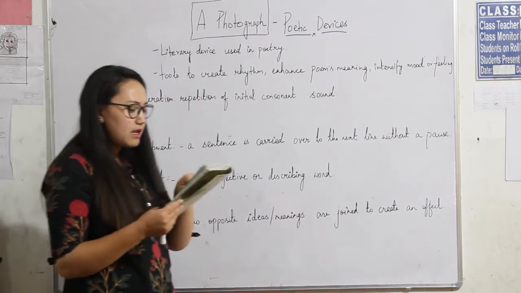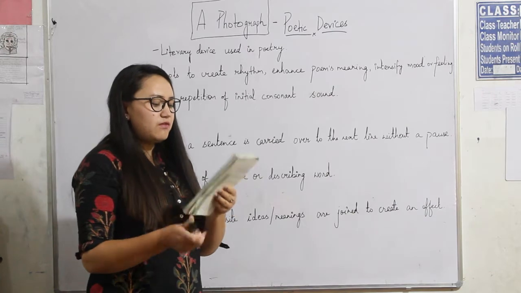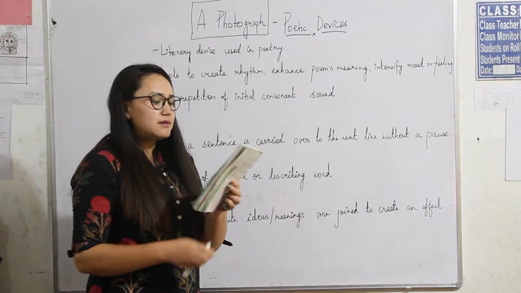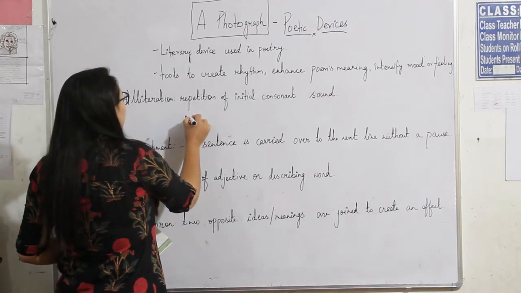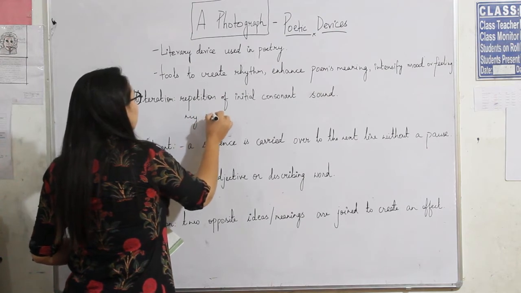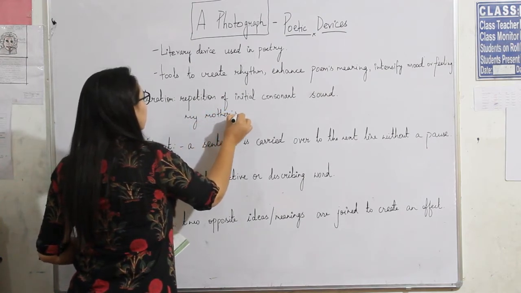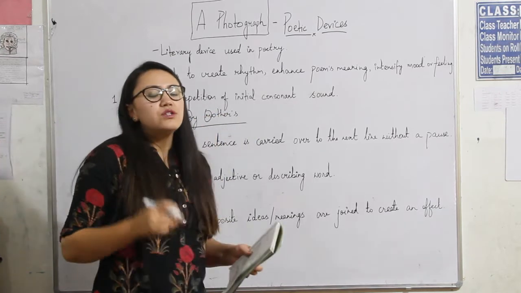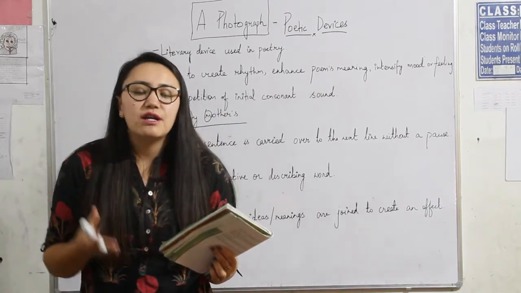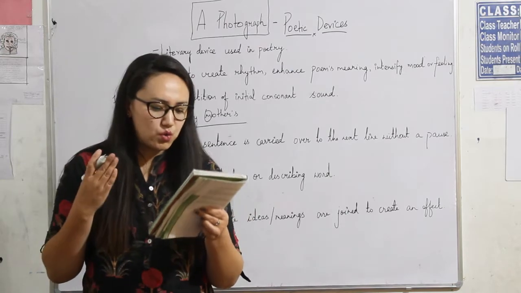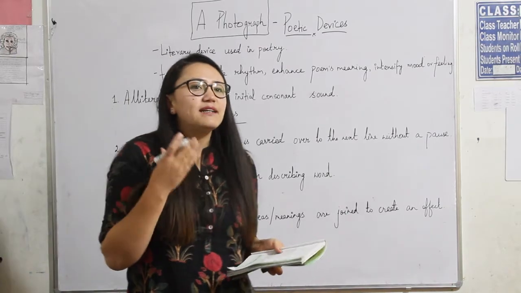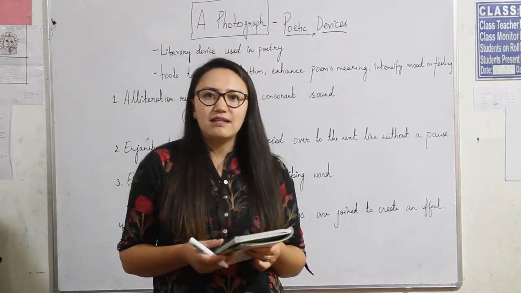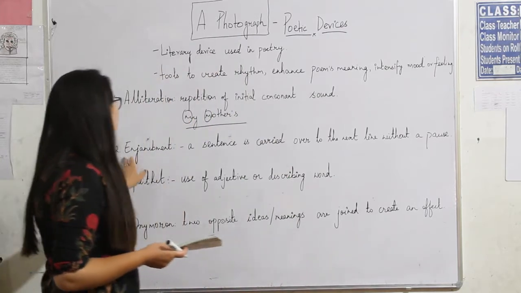How has it been used in the poem? If you look in the poem, you will find the words "my mother's hand." So, "my mother's." Here the M consonant sound is being repeated. So that is why alliteration has been used here. And then the other literary device you will find in this stanza is enjambment.